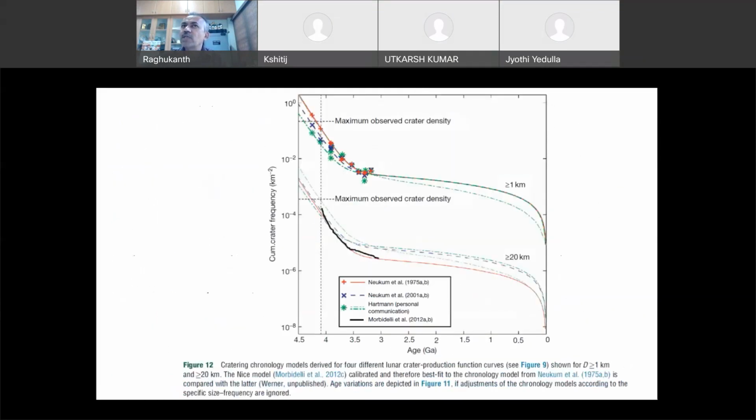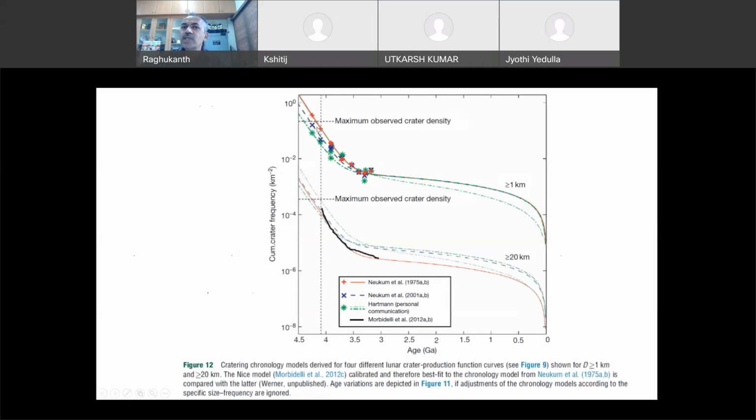When was the bombardment extremely high? So this is crater frequency versus age basically. When the bombardment of huge craters happened, the frequency was very high. Now, recently or in the olden times? Olden times. So what does it tell you? When the moon was formed, in the early stages, there was so much bombardment on the moon actually. But now slowly, what has happened? What is the bombardment rate now?